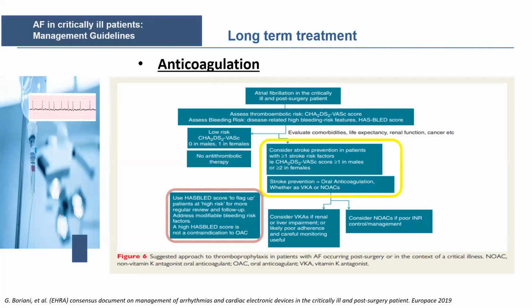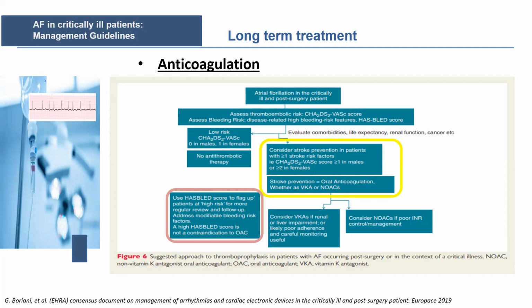It will depend on the CHA2DS2-VASc score. And the CHA2DS2-VASc score is usually more than 1 for males, more than 2 for females. For this patient, you will consider therapeutic anticoagulation lifelong. And you have to also, of course, balance the risk of bleeding of the patient using the HAS-BLED score. And those patients who have a HAS-BLED score more than 5 are at high risk of bleeding. So there is no contraindication.